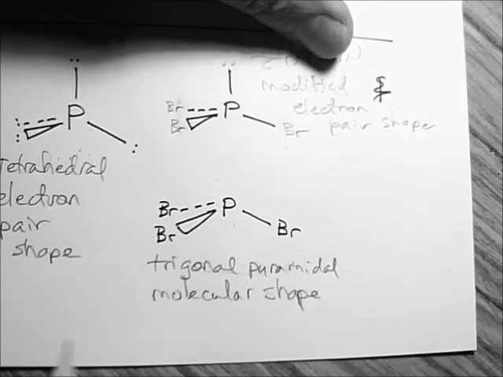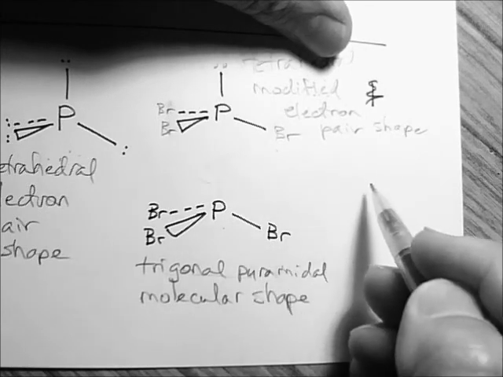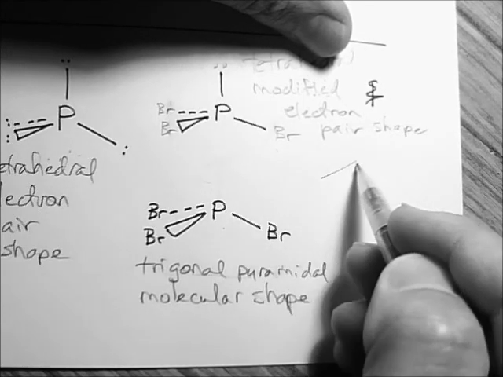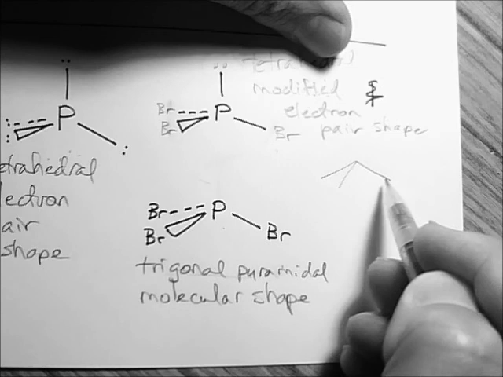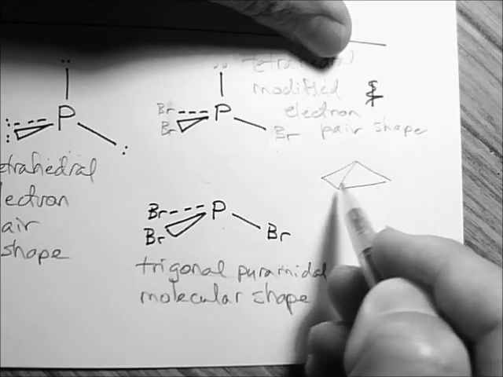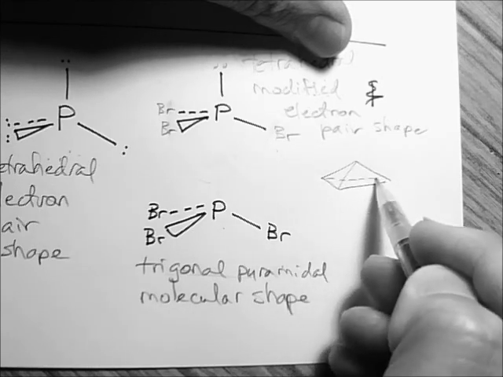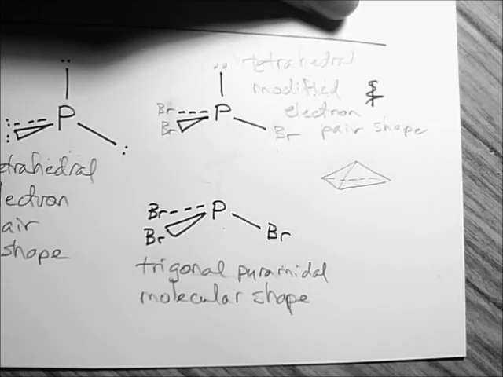Well, it kind of looks like this if you're drawing it. Kind of looks like a pyramid. Okay, so that's cool. Now we got to figure out if it's polar. That's a good question. Now we're ready to figure out if it's polar or not.